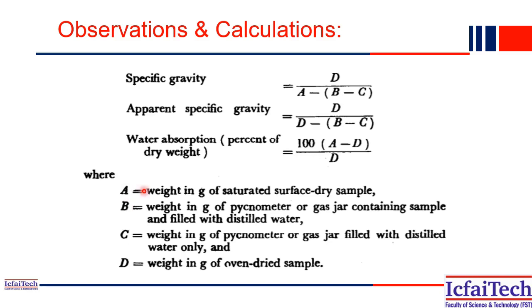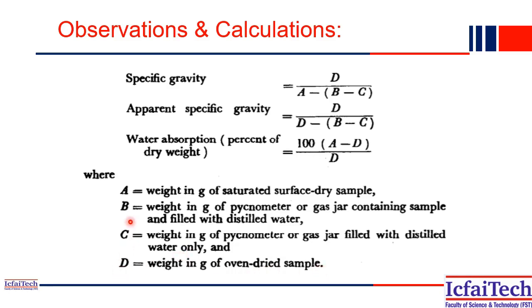What is A? A is the weight in gram of a saturated surface dry sample. So the saturated surface dry sample, that we have to calculate, which is A. Then B is the weight in gram of the pycnometer or the gas jar containing the sample and filled with distilled water. That will be our B. Then C is the weight in gram of the pycnometer filled with distilled water only, and D is the weight in gram of oven dry sample.